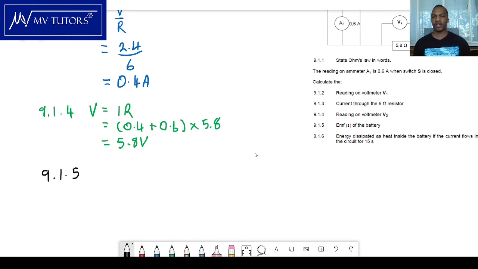Let's look at 9.1.5 now. They want the EMF. Now we know that EMF is equal to the external voltage plus the internal voltage. V is equal to IR, so it's I big R plus the internal one, which is the same I, but the R is a small r.